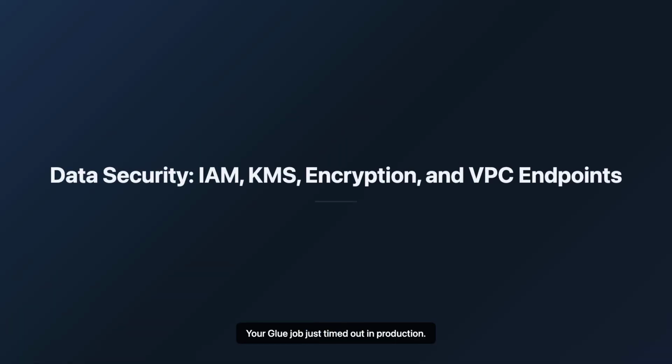Picture this: your Glue job just timed out in production. Your Redshift COPY is throwing access denied, and your auditor is asking who decrypted patient data last Tuesday, and you have no answer. All three of these problems trace back to the same 4 security primitives, and by the end of this video, you'll know exactly which lever to pull for each one.